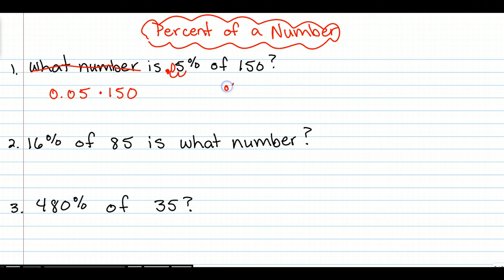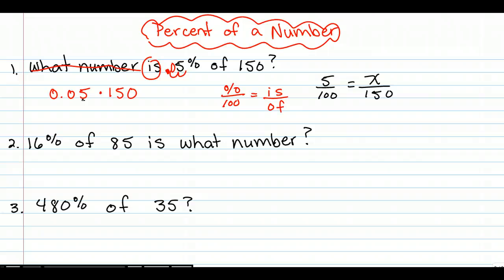Now remember, the percent over 100 equals is over of. Well, here they're saying what number is. That's where the X is going to go. And the percent, the 5 would go on top. The 100 never changes, so this would be 5 over 100 equals what number is, I don't know, and of 150. So those were the two ways you would set it up. Here, 150 times 5 divided by 100. Here, it's just 0.05 times 150. And if you plug that into your calculator, like I am doing right now, we get the answer of 7.5.